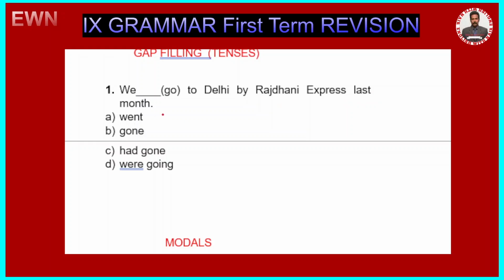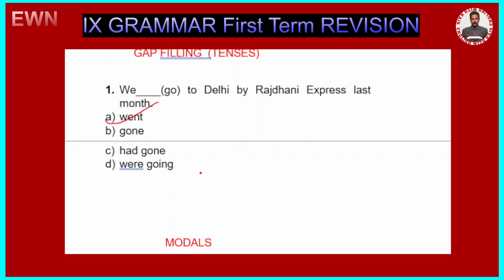The words last month make you aware that we use simple past tense. When it's last year, last month, last week, we use simple past tense. So we went to Delhi by Rajdhani last month. Before seeing the options, you can just predict the answer and then see whether it's there or not. So here, we went to Delhi by Rajdhani Express.